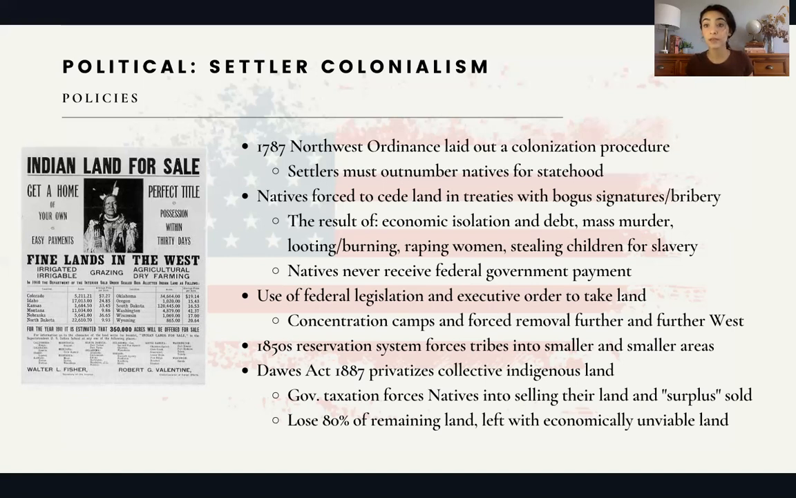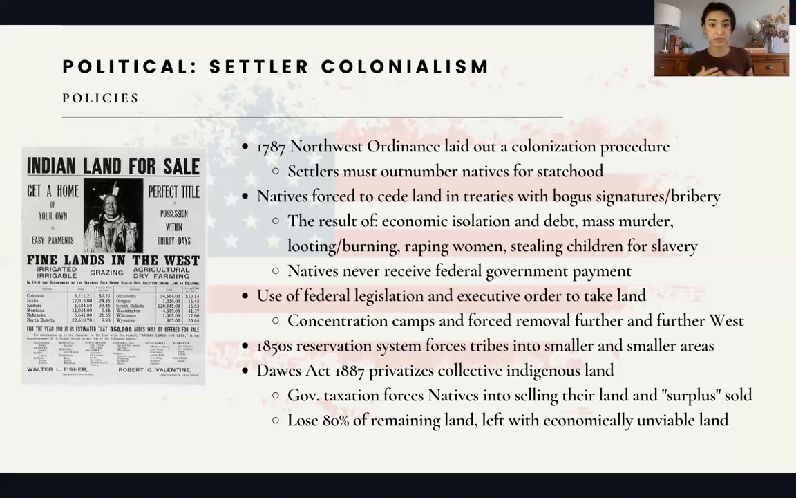So another way, the second way that land was taken is through the use of federal legislation and executive order to take the land. So you've probably heard about this with Andrew Jackson and the Trail of Tears. But many presidents took these policies. And what they would do is force Native Americans into what were concentration camps. And it's interesting to remember that the US's treatment of Native Americans and the reservation system was the basis that Hitler looked back to when he then makes the concentration camps in Germany.